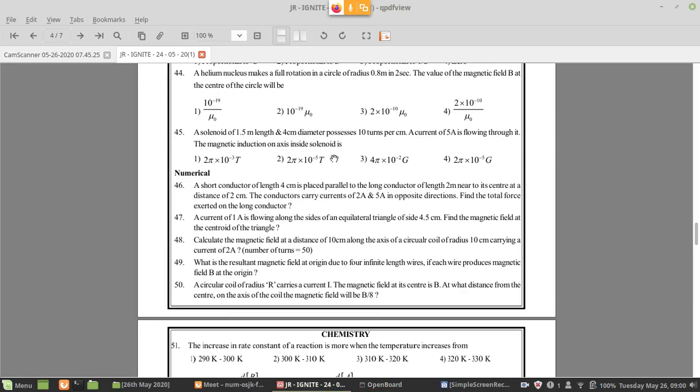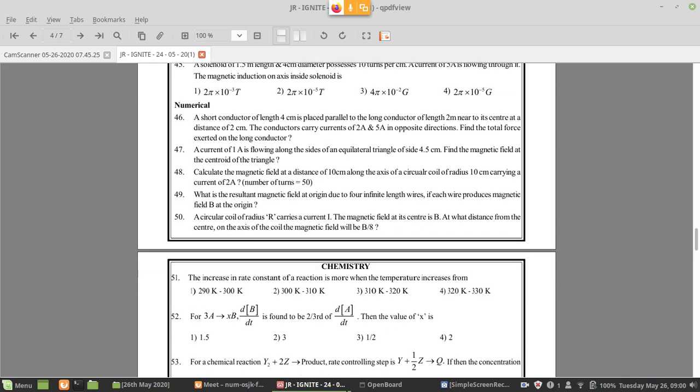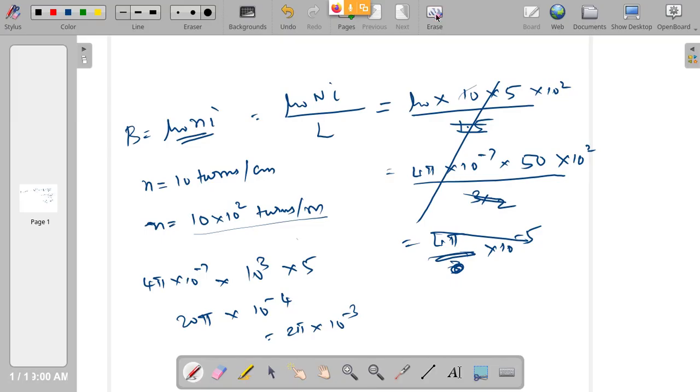2 pi into 10 power minus 3. First choice. 45, choice 1 is the answer. Right. 46th question.